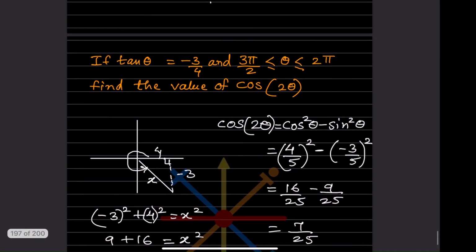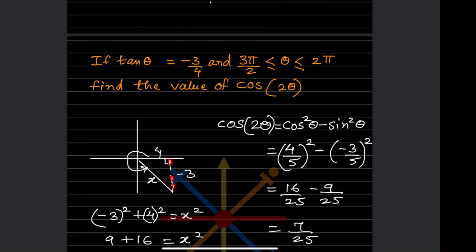So next one, if tan theta is minus 3 by 4 and 3 pi by 2 is less than or equal to theta is less than or equal to 2 pi. So now what we can do here, 2 pi means that will be 360 and this is going to be 270. So it is going to be in the fourth quadrant. This is first, second, third, and this is going to be in the fourth quadrant. Now let us see the values. Minus 3 by 4 is given.